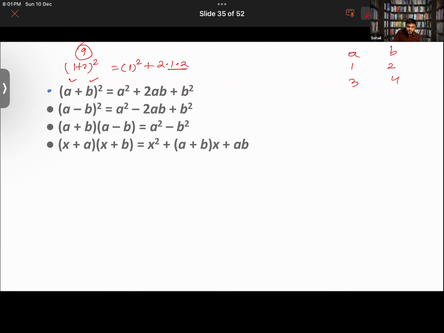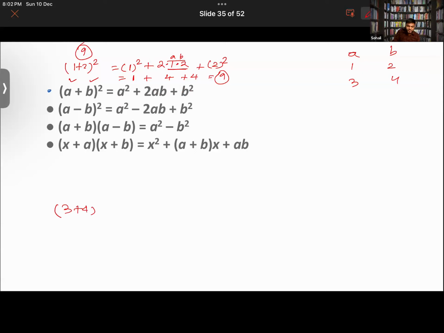1 square plus 2 times 1 into 2. I am writing it in the format of 2ab. And 2 square. So this becomes 1, this becomes 4 and this becomes 4. So 1 plus 4 plus 4, that is 9. So if you put the values 1 and 2 in place of A and B, that will also give you 9 on both sides of the equal to sign. Had you taken 3 and 4, then also it will be true. You can check for that as well.